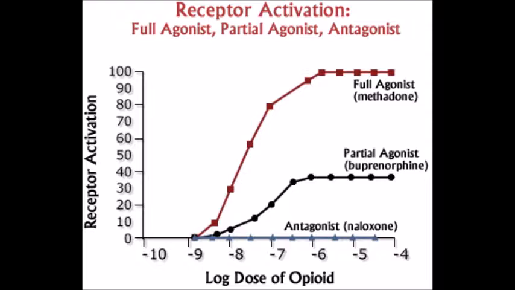Agonists will bind to the receptor and produce a maximal response from the receptor. Antagonists will bind to the receptor but produce no functional response, and at the same time they'll prevent an agonist from binding to the receptor. And then partial agonists will bind to the receptor but produce a partial functional response. Fentanyl is categorized as an agonist.